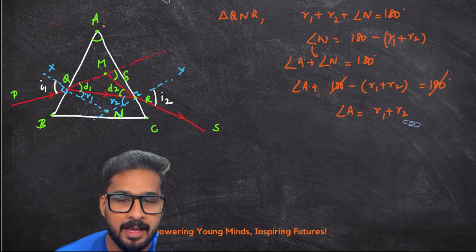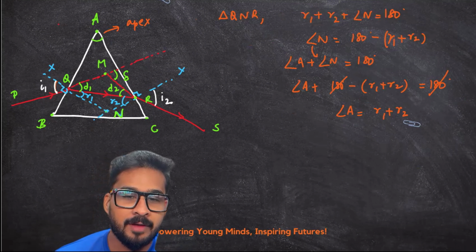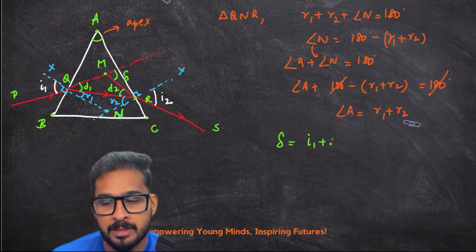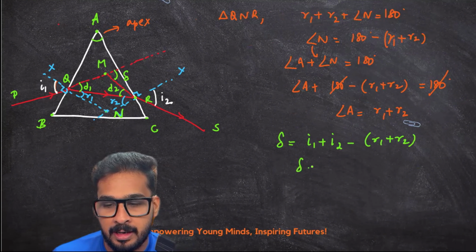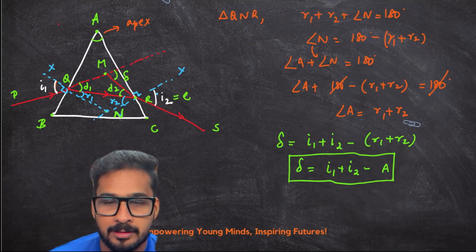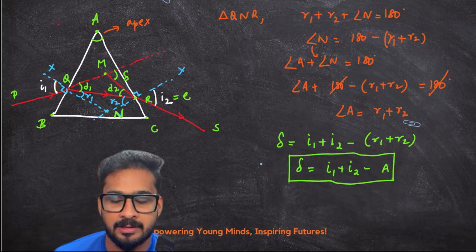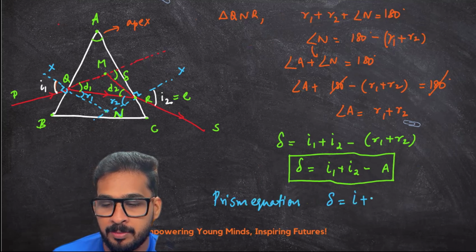So finally, angle A, which is called the apex angle or the angle of the prism, is equal to R1 plus R2. Substituting this in the second equation, delta is equal to I1 plus I2 minus (R1 plus R2). So we can write delta equal to I1 plus I2 minus angle A. This I2 is called the emergent angle and I1 is simply named the incident angle, that is I. So the prism equation is delta is equal to I plus E minus A, which you need to remember.